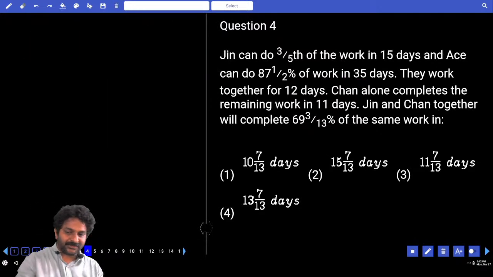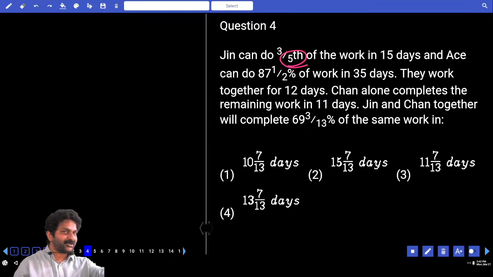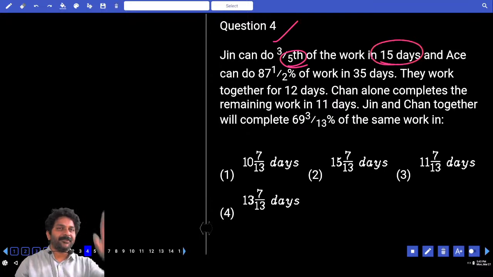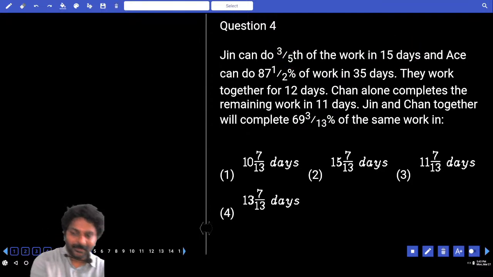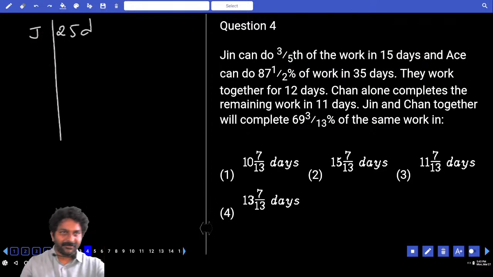For these type of questions where a fractional part of work is done in so many days, do remember the denominator is our total work, numerator is work done. I will assume every time something like this. Denominator 5, so I have to construct 5 floors. But how many floors are already constructed? 3, in 15 days. 3 floors 15 days, so 1 floor 5 days. Total work is 5 floors, so 25 days. Jin can complete the work in 25 days.